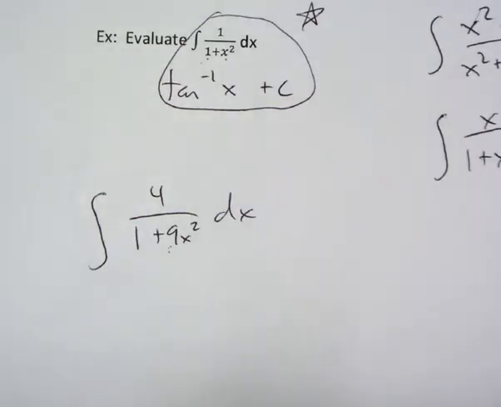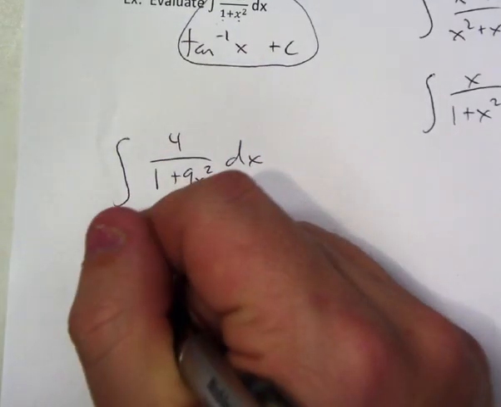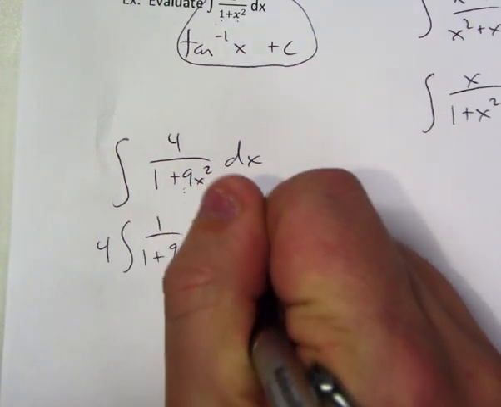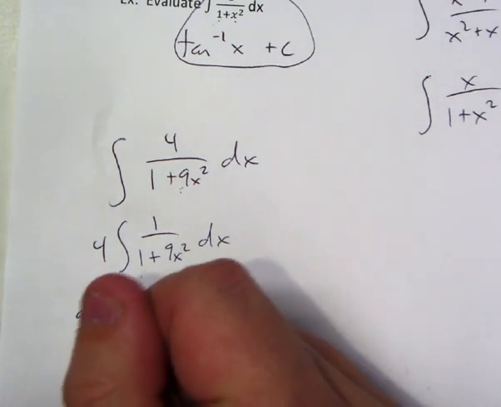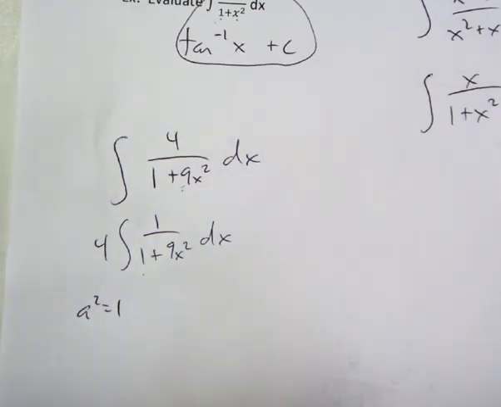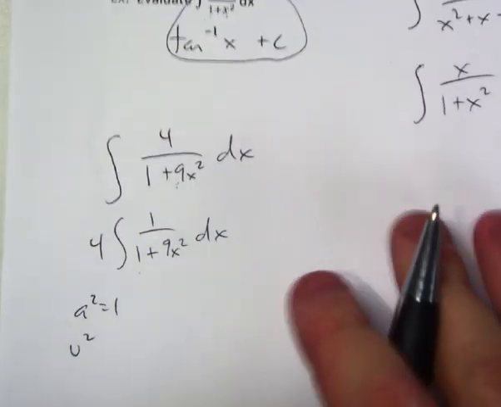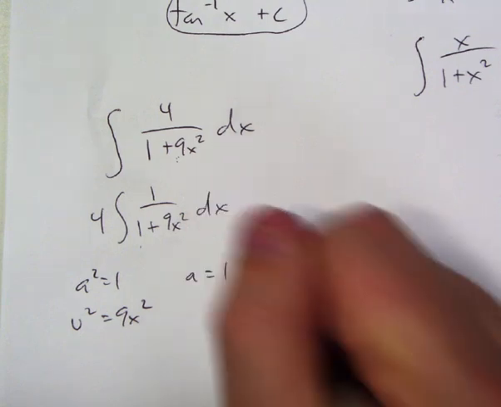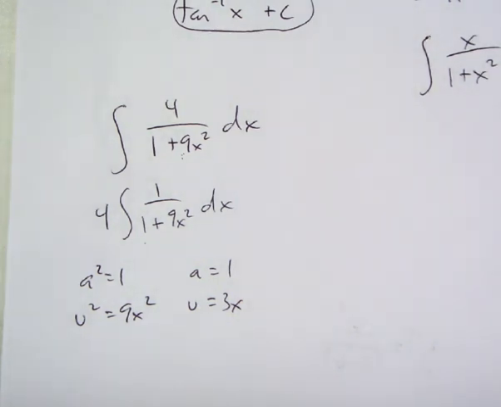Okay. Personally, when I have constant multiples, I pull them out. I would pull that 4 out right off the bat and just not deal with it throughout my work. This is not necessary, but I think it's very helpful. Okay. The next thing we want to do is identify a and u, what a and u are. Well, a squared is 1, and u squared, this part right here, u squared, that whole term, is 9x squared. That means a is 1, and u is 3x.